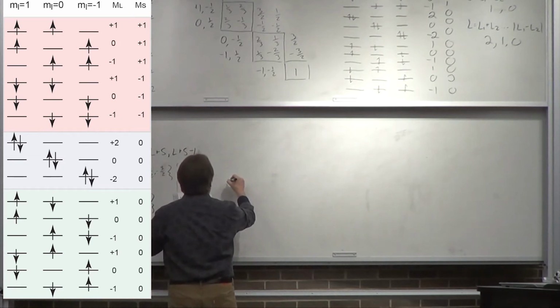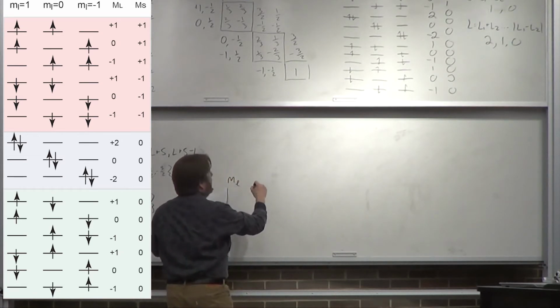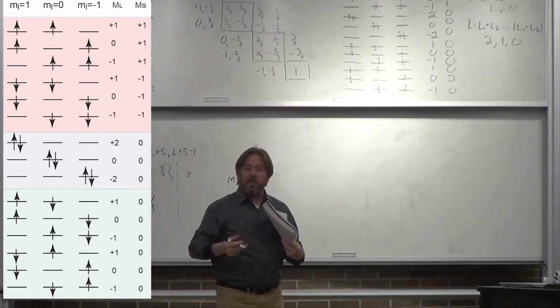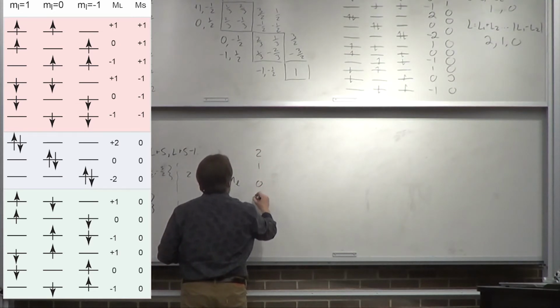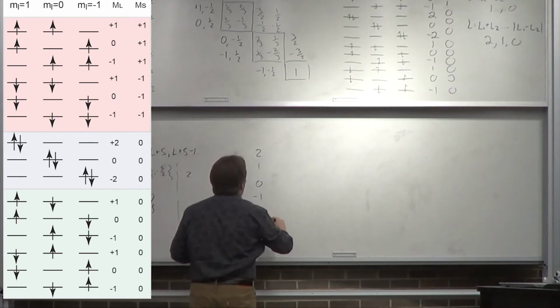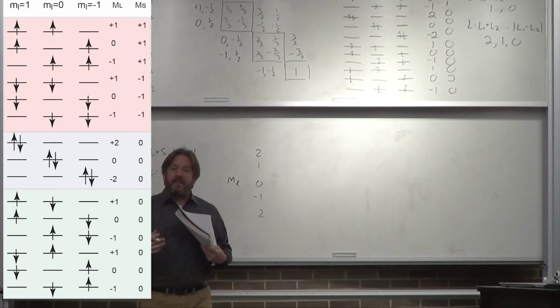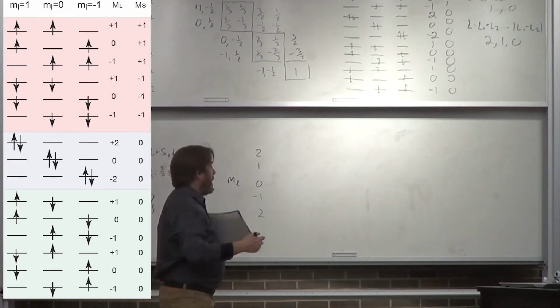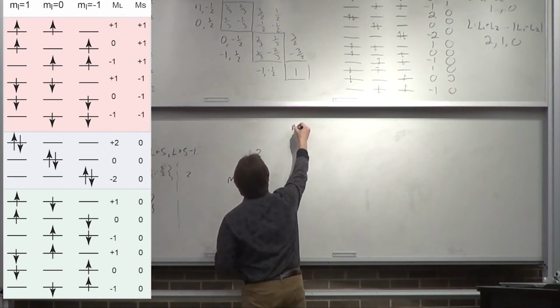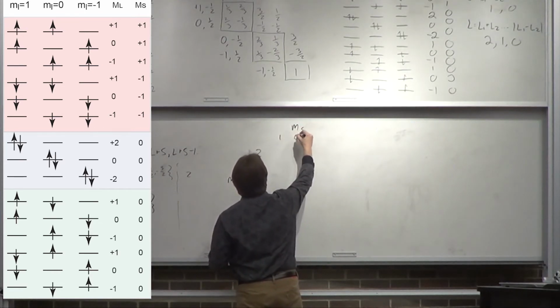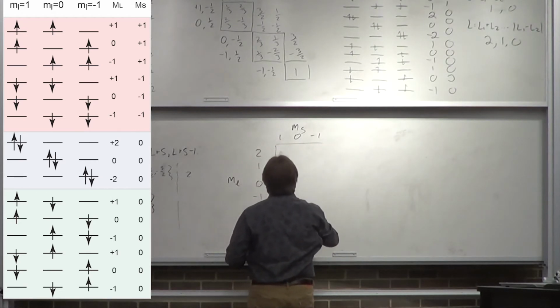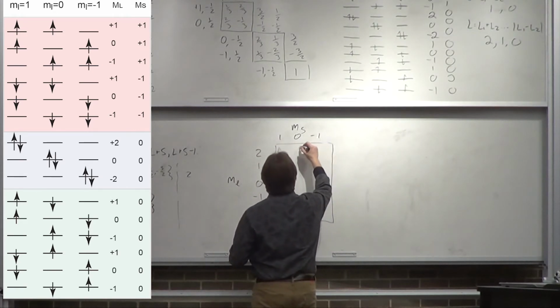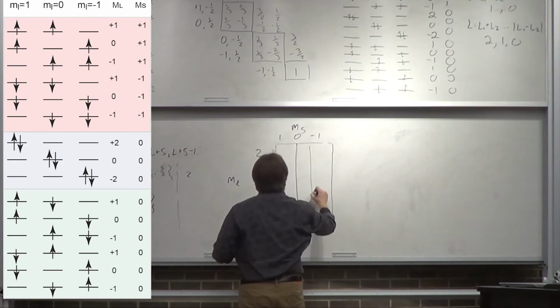Okay, so let's do the M sub L's. The M sub L's vary from 2 to minus 2: 2, 1, 0, minus 1, minus 2. Okay, the M sub S's vary from 1 to minus 1: 1, 0, minus 1. Okay, now what I'm going to do is count the number. So you see now I've got a matrix.